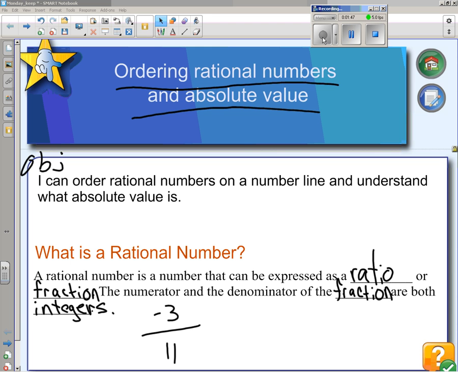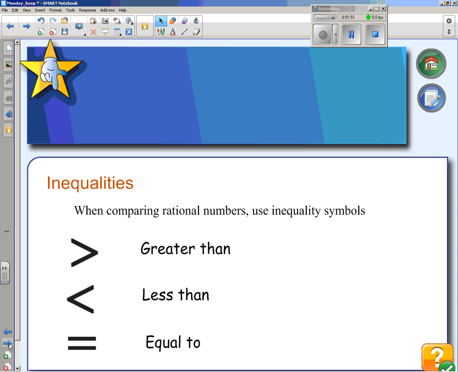Okay, we're going to continue on page 21. Just go to the bottom of page 21. Before we actually get to where we compare and order rational numbers, we need to review the greater than, less than, equal to symbols. Every year I have students who don't know what these are, and it baffles my mind because you've known them since like first grade.